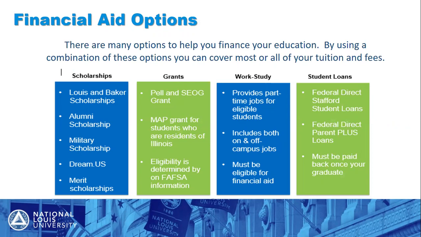Next is grants. A grant is actually money that you do not have to pay back. It's gift money from either your state or from the federal government. So for example, we have the Pell and SEOG grants. We have the MAP grant for students who are residents of Illinois, and the eligibility is determined by the information that you put on your FAFSA.